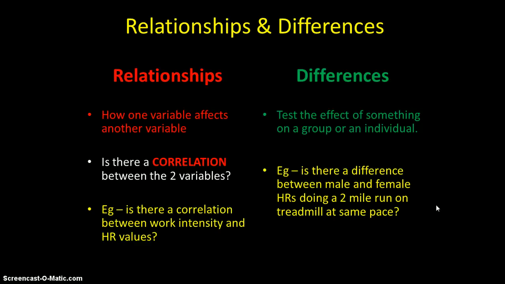So if we had a sample of 20, 10 males, 10 females, they all did the same activity, 2 miles on a treadmill, running at exactly the same pace, would there be a difference between the heart rate values of males and the heart rate values of females? And we would set up that test, and we would collect that data, and we would put that data into a statistical test and see if there was a sizable difference between those two sets of values.